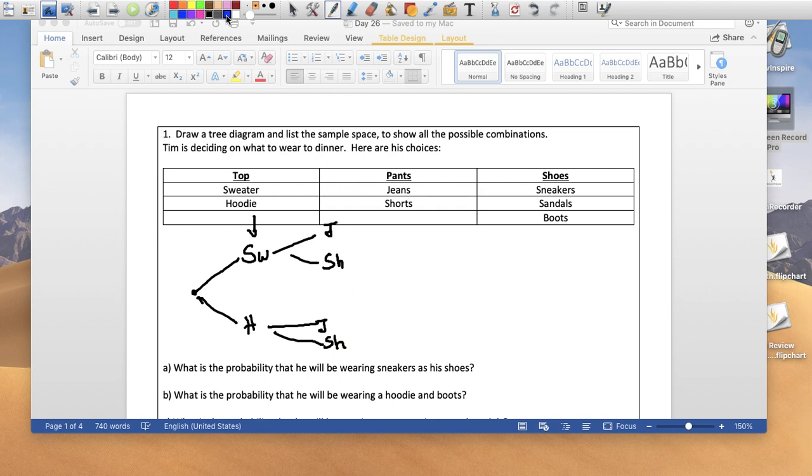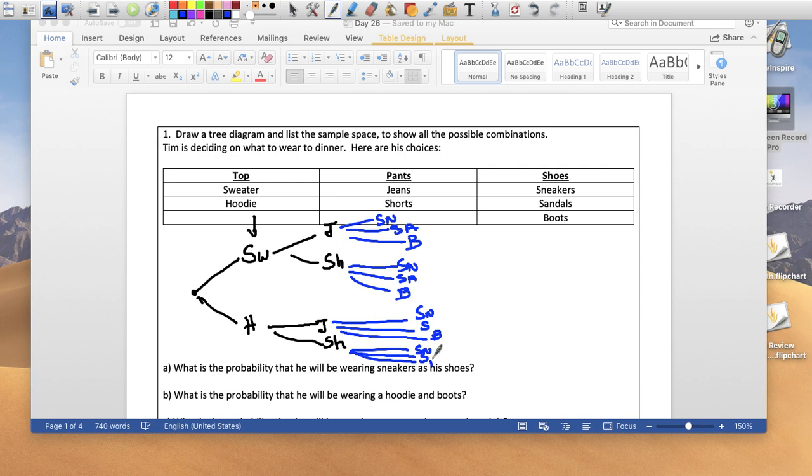So change colors here. For jeans, I can wear sneakers, SN, sandals, SA, or boots. And then for shorts, again, same thing. I'm going to have three choices: sneakers, sandals, and boots. At the bottom, now we're taking care of the hoodie with jeans. Again, you're going to see three choices: sneakers, sandals, or boots. And if he wears shorts, he's still going to have sneakers, sandals, and boots.